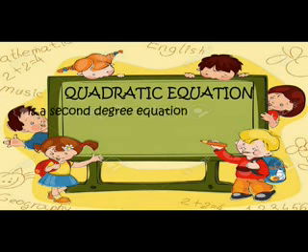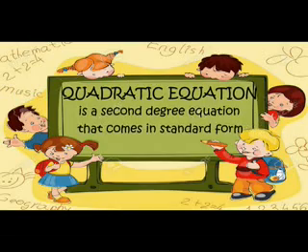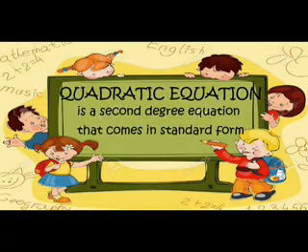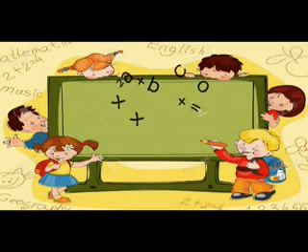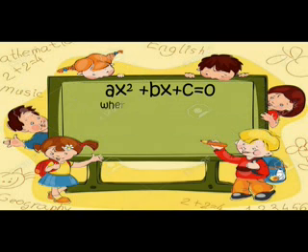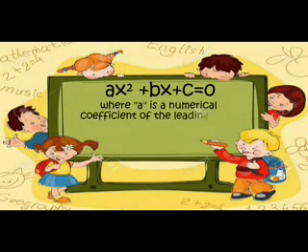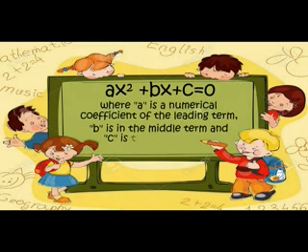A quadratic equation is a second-degree equation which comes in standard form: ax squared plus bx plus c is equal to 0. This is the standard form of a quadratic equation, where a is the numerical coefficient of the leading term, b is the coefficient of the middle term, and c is the constant.